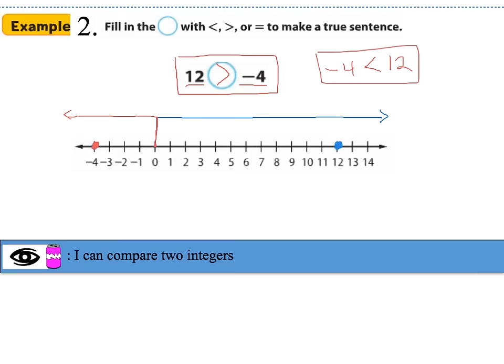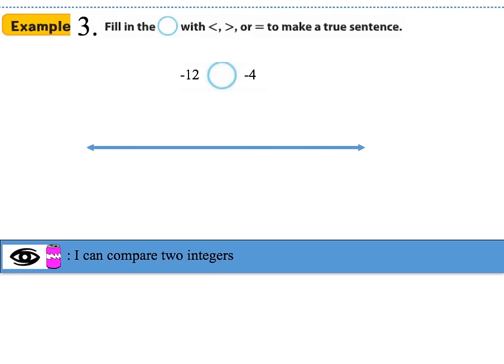Both answers are the same. So example 3 says they want me to compare two statements. The first statement is negative 12 and the second statement is negative 4. And they want me to compare it using a less than symbol or a greater than symbol or an equal to symbol to see which one makes this statement true.